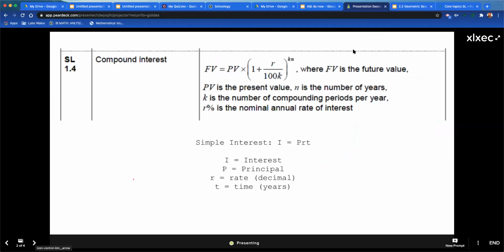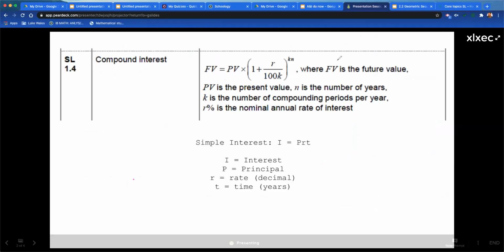This here is straight from your reference booklet. Compound interest: that formula is going to be given to you when you take your exam. FV, which stands for the future value, equals PV, your present value, times 1 plus R, that's your rate of interest, divided by 100 times K, K being your number of compounding periods per year, raised to the K times N, and N represents your number of years. Anytime you're dealing with a financial application problem, this is the formula that you can rely on, and this is the formula that you are given, okay?